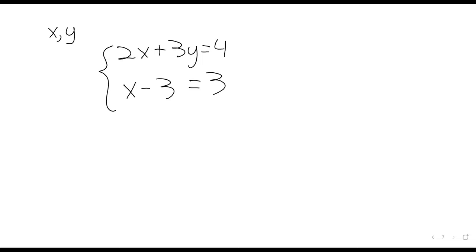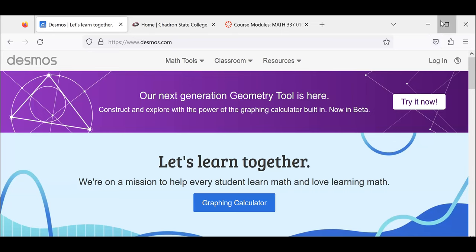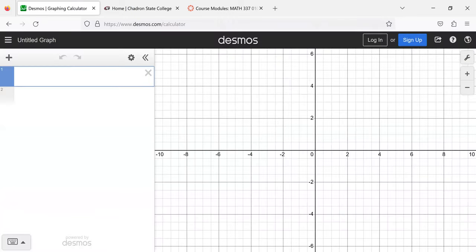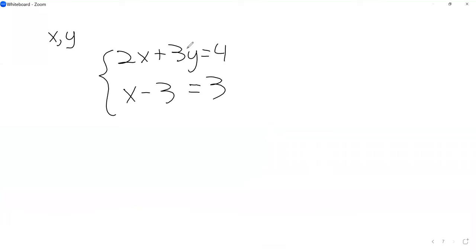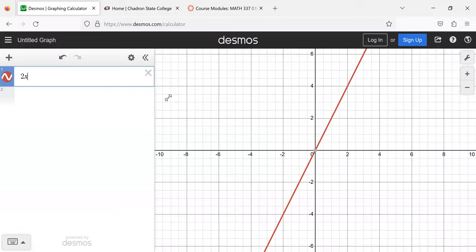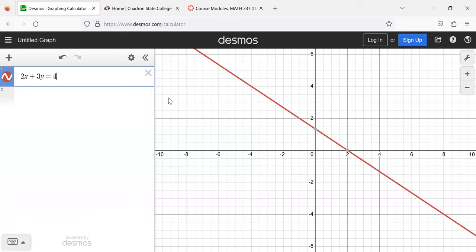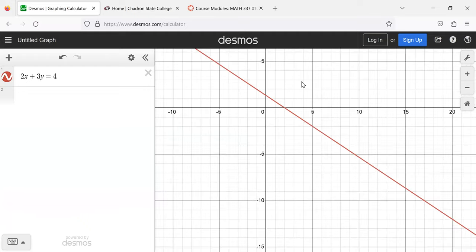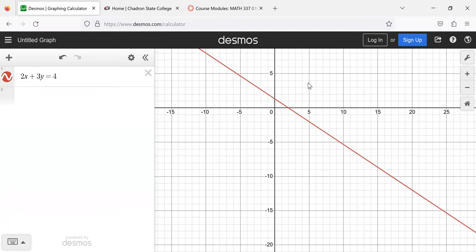Let's go to my favorite graphing utility, which is a website, desmos.com. And let's start graphing. And let's look at this first. Let's look at 2x plus 3y equals 4. So a straight line, like I suggested it should be.